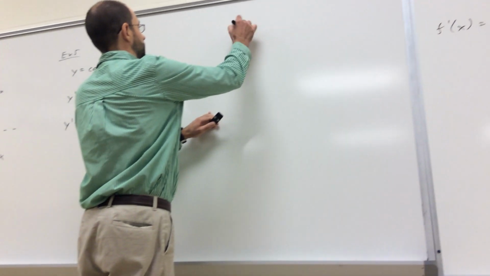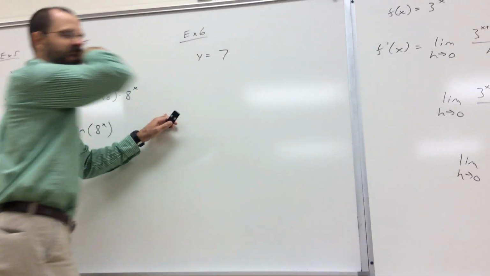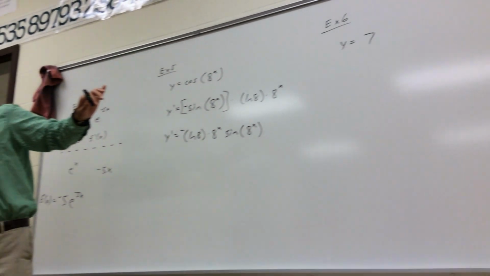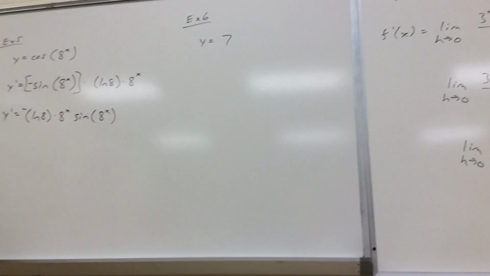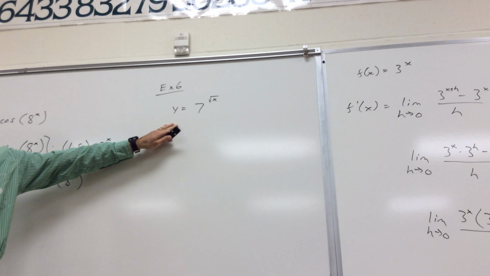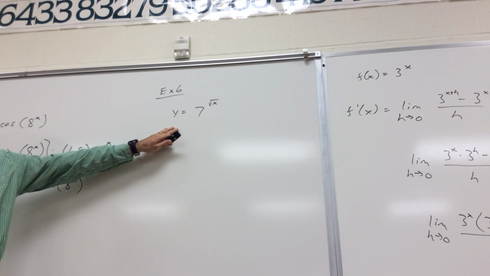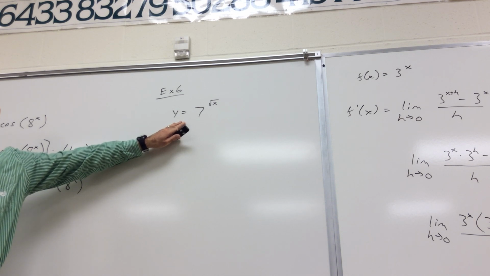All right, let's do this one. Let's say we have y equals 7 to the square root of x. So what kind of a function is this? Composition, right? What's the outside function? 7 to the x. And then square root of x is plugged into it, right?